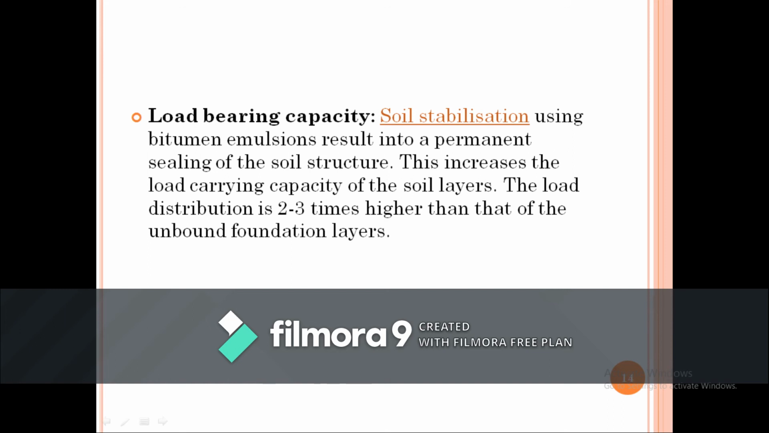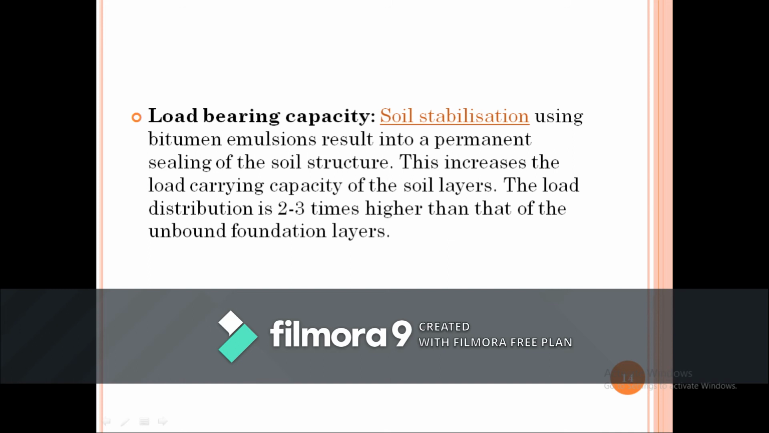This increases the load carrying capacity of the soil layers. The load distribution is 2 to 3 times higher than that of unbound foundation layers. So I said an example. Generally, other than when you have potholes, you cannot see even a drop of water when the rain falls on the highway. Why is it? Mainly because of the bitumen that you have on the top layer.